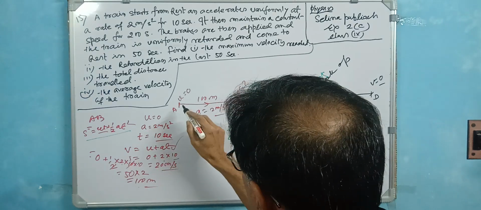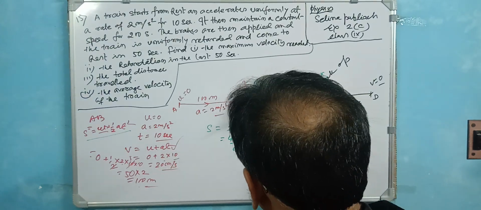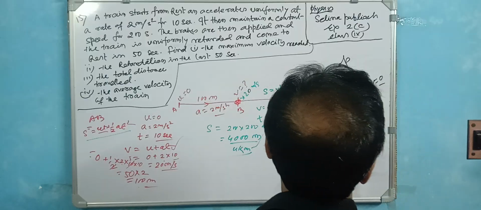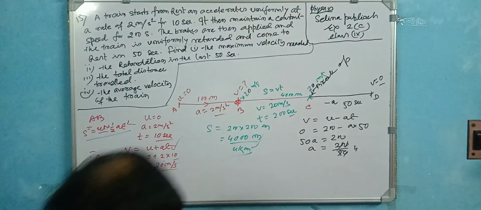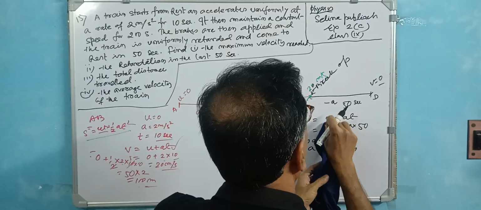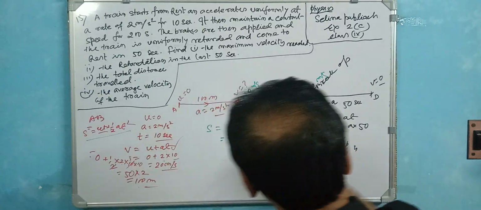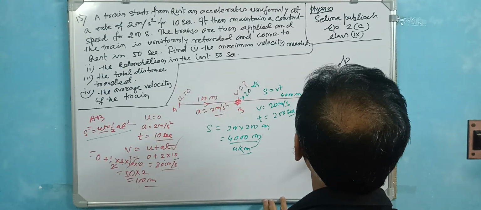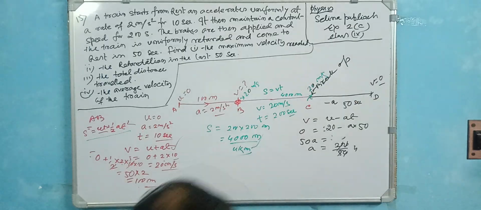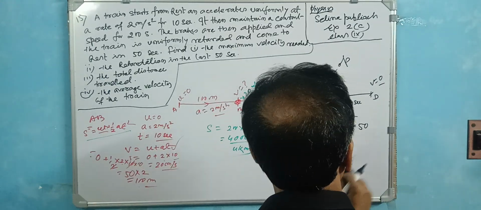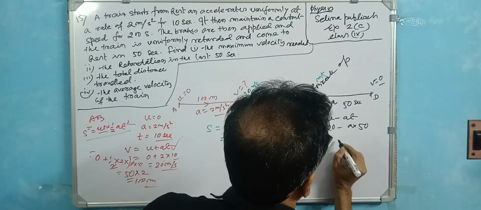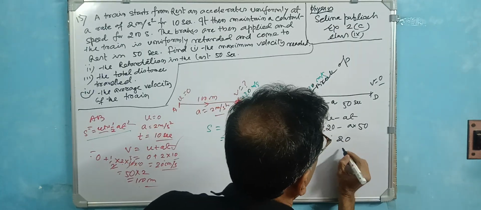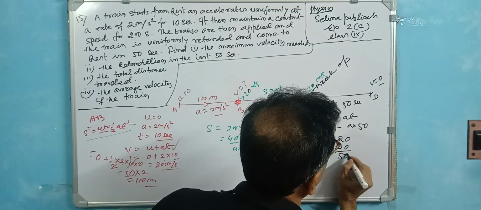2 into 10, 20. So this is 20. So this also is 20, not 200. u is 20 to 0, 20. So this is 20 by this. So a is equal to 20 by 50.